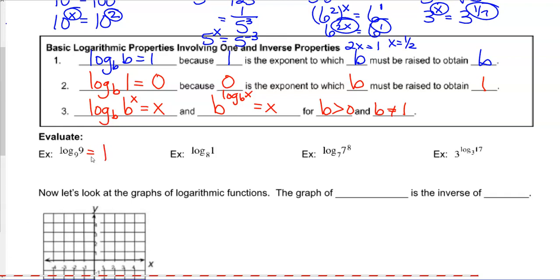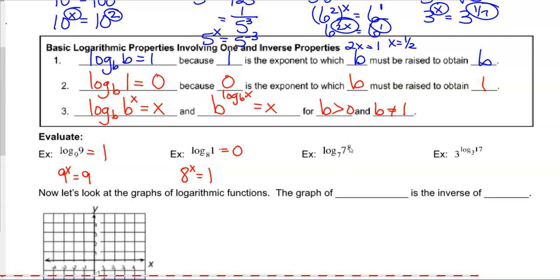Okay, so if you wanted to set that equal to x, 9 to what power equals 9 is the exponential equation that you could write out and solve. Notice here I have log base 8 of 1. What is that? 8 to what power equals 1? Anytime I have a 1 in the expression, we're going to take that base to the 0 power. So 8 to what power equals 1? That is always going to be the 0 power.